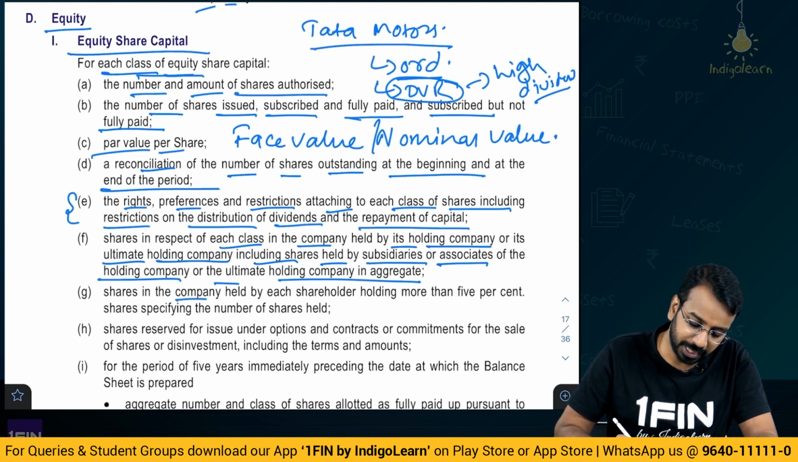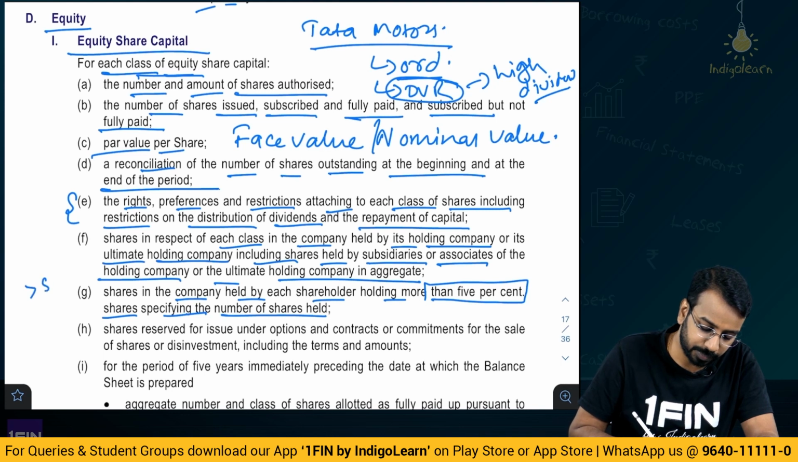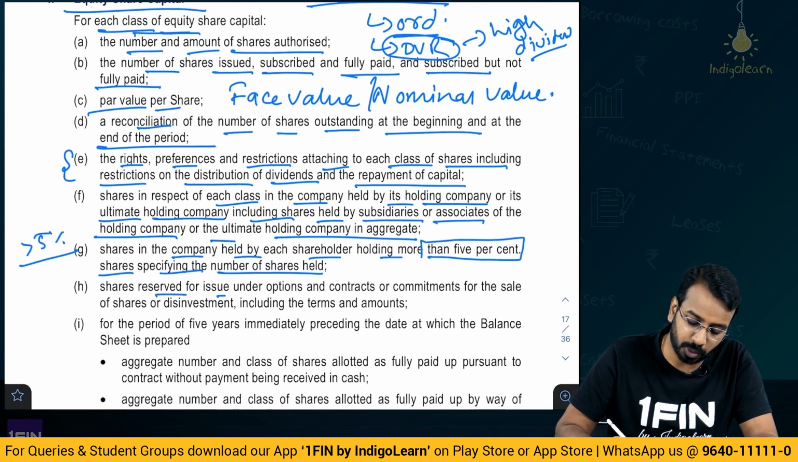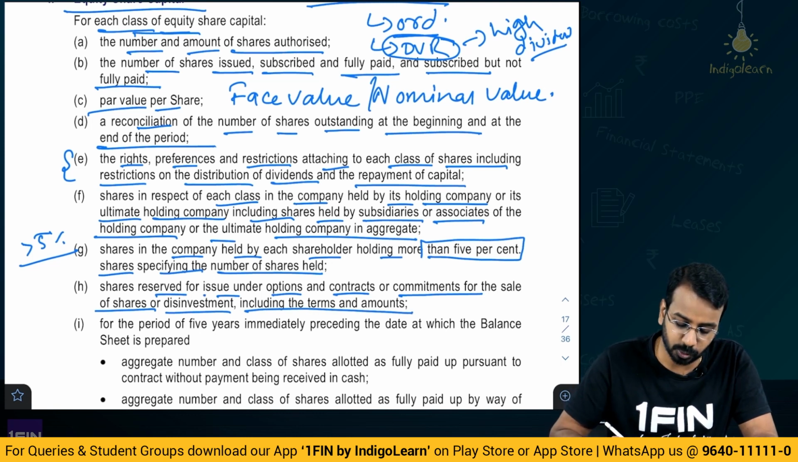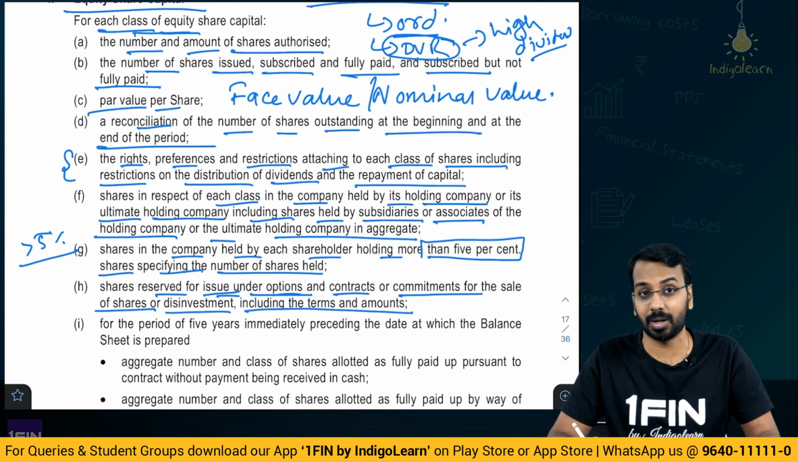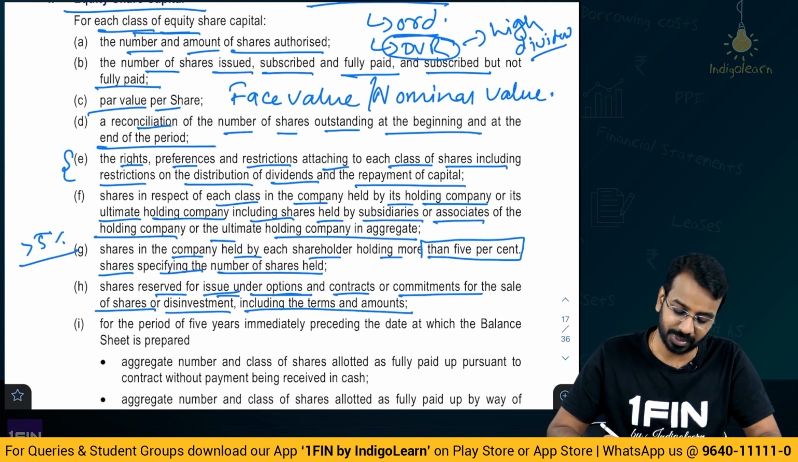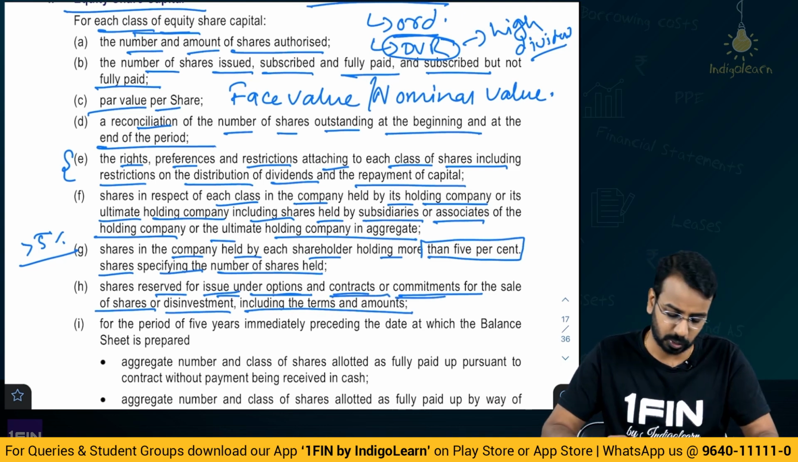Then shares in the company held by each shareholder holding more than 5% shares, specifying the number of shares held. So if any shareholder holds more than 5%, that you have to disclose separately. Then shares reserved for issue under options and contracts for commitments for the sale of shares, disinvestment, including the terms and amounts. So if there are shares which are reserved for issue under options, you have given an employee stock option plan, there are some shares which have been kept aside so that you can issue when the employees subscribe to that, or if there are any contracts or commitments, any shares which have been reserved, that you have to disclose separately.